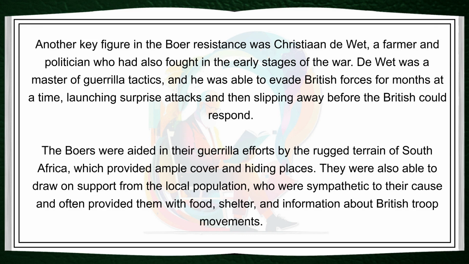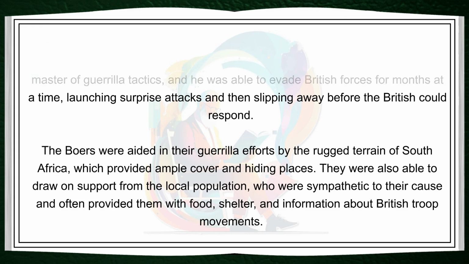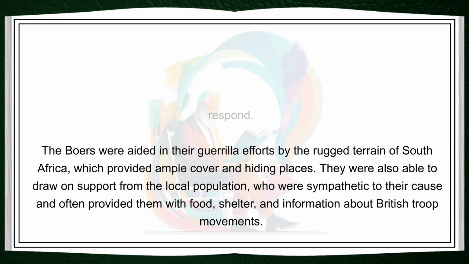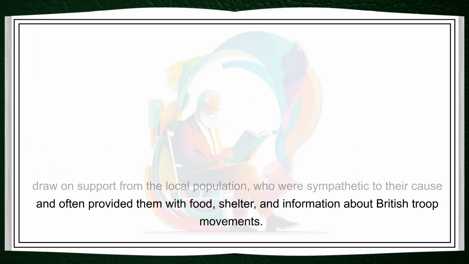The Boers were aided in their guerrilla efforts by the rugged terrain of South Africa, which provided ample cover and hiding places. They were also able to draw on support from the local population, who were sympathetic to their cause and often provided them with food, shelter, and information about British troop movements.